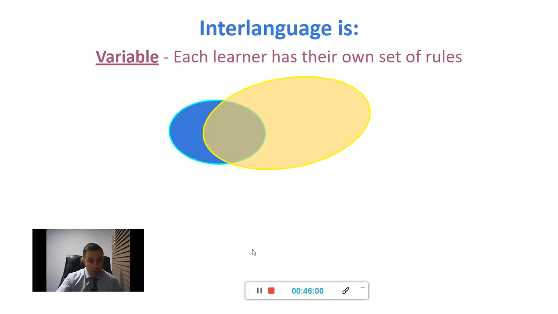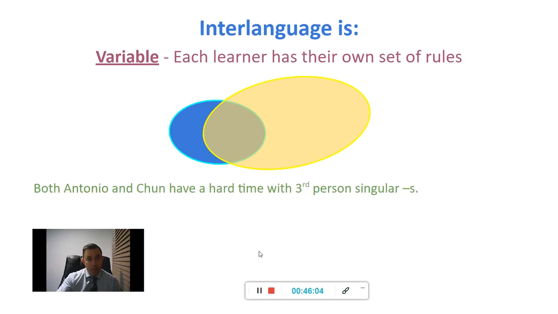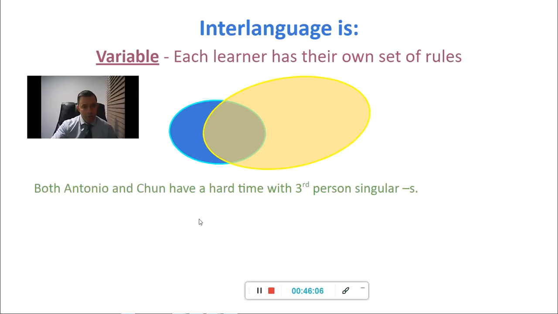So, and of course pause while you do that. So both Antonio and Chun have a hard time with third person singular S, and that's okay. Guess what? Advanced learners have a hard time with third person singular S. Remember, it's very close to the top of your chart in the order of acquisition. It's one of the very last things to be acquired, even native speakers.